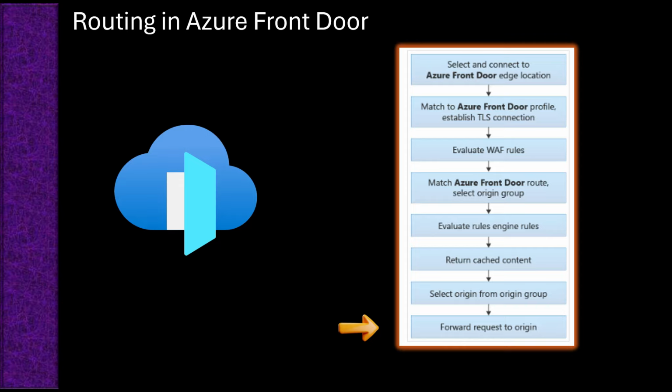The origin server handles the request, processes the necessary data, and sends the response back to the Azure Front Door, which then delivers it back to the client.